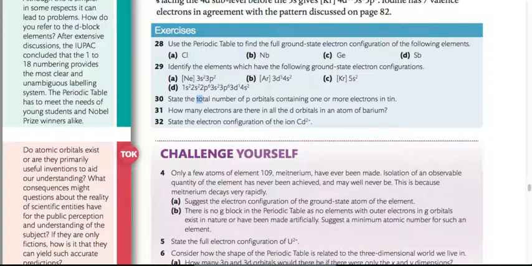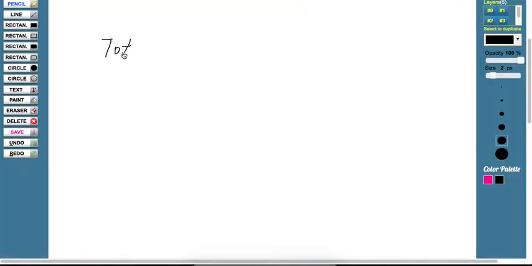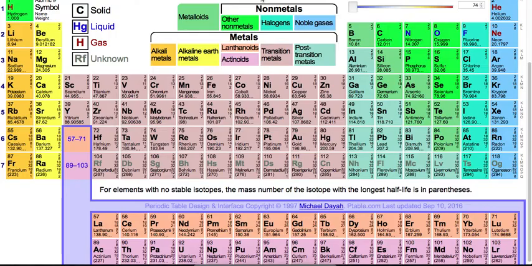So the next question is this. How many electrons are there in all the d orbitals in an atom of barium? So we want to calculate the total number of electrons this time. Let's head back here. Total number of electrons in d orbitals of barium. So let's find barium on the periodic table.